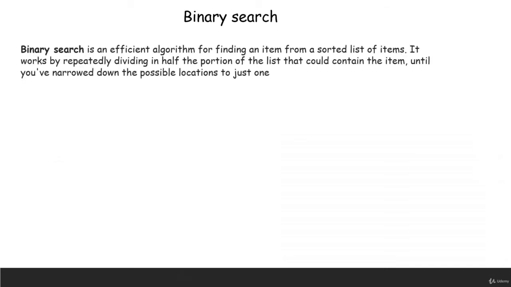Now let's discuss binary search. So what is binary search? Binary search is an efficient algorithm for finding an element from a sorted list of elements. It works by repeatedly dividing in half the portion of the list that could contain the item until you have narrowed down the possible location to just one.